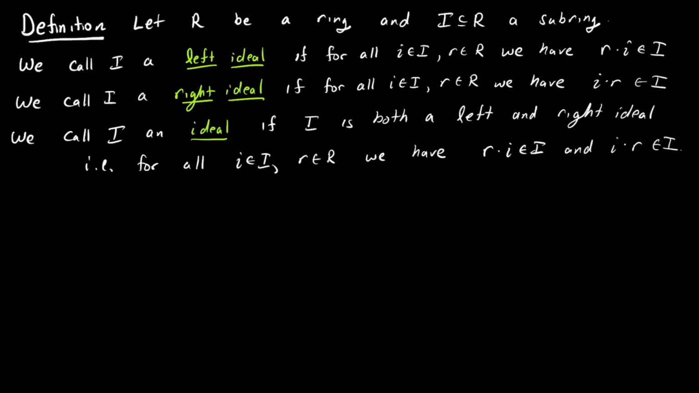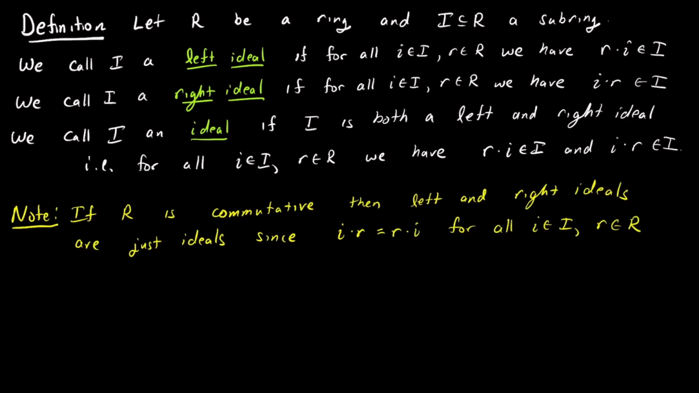In other words, we have that for every i in I and every r in R, r times i is an element of the ideal, and i times r is an element of the ideal. So we'll refer to this as the absorption property. So I absorbs elements of R. And this is just like observation 4 that we made for nZ just a minute ago.